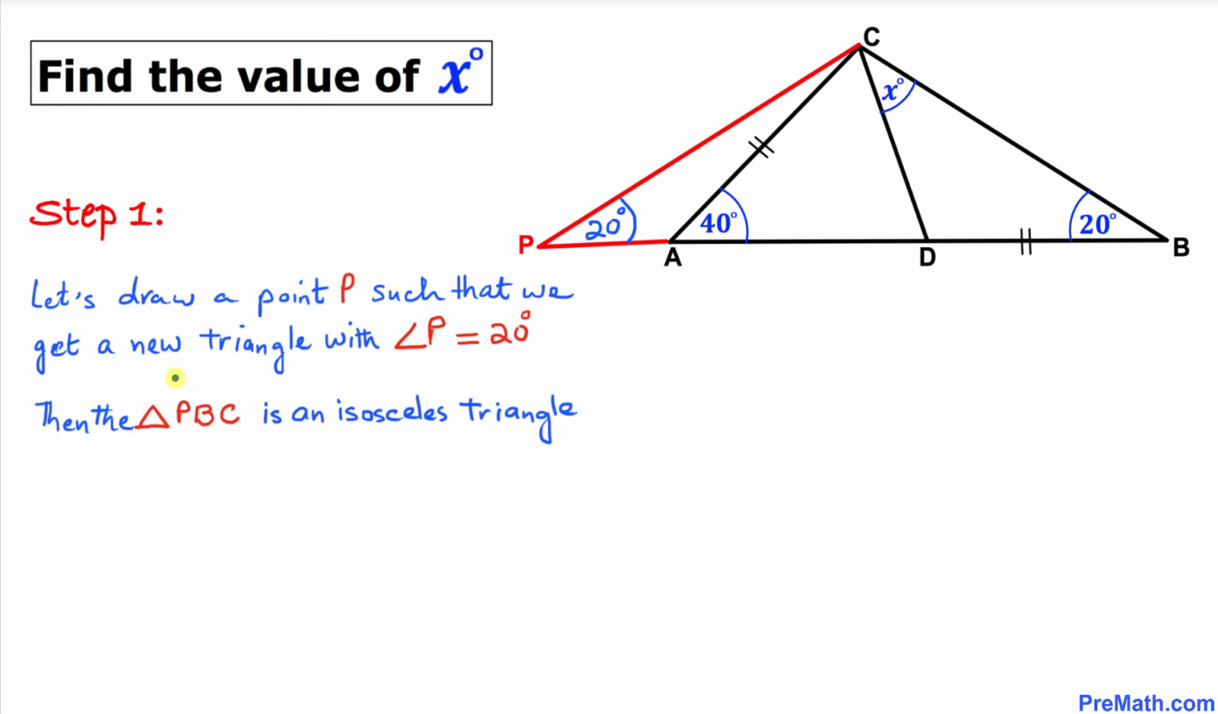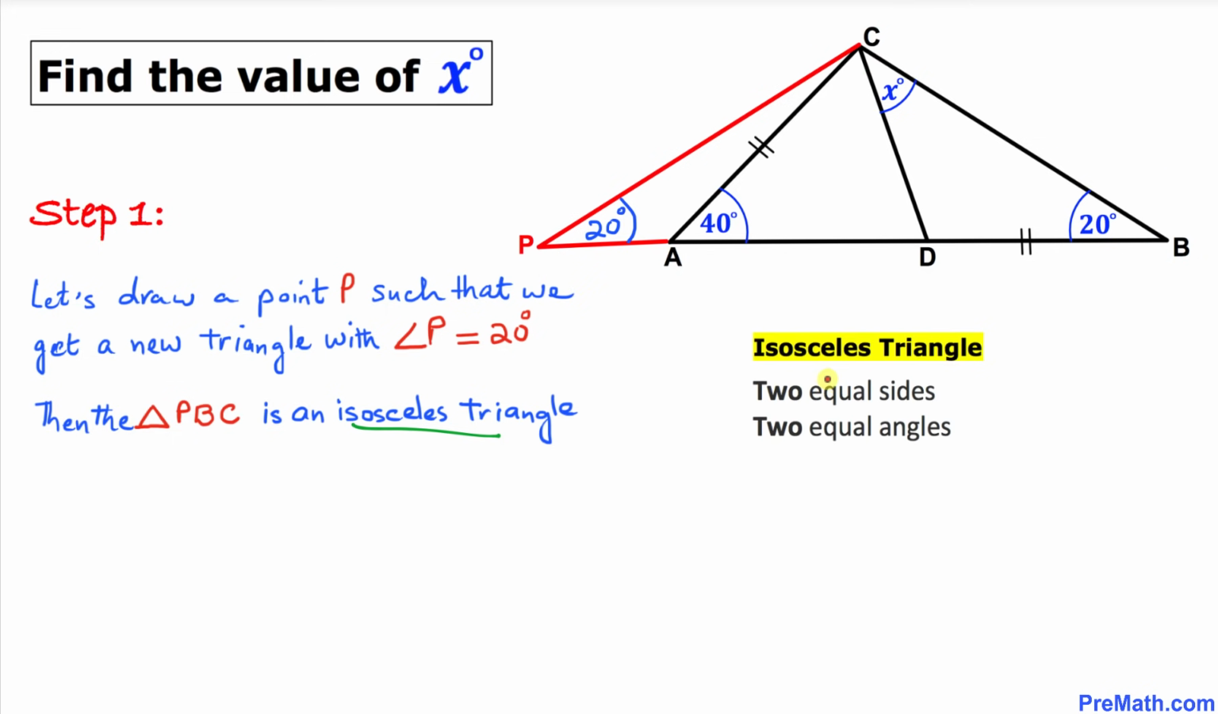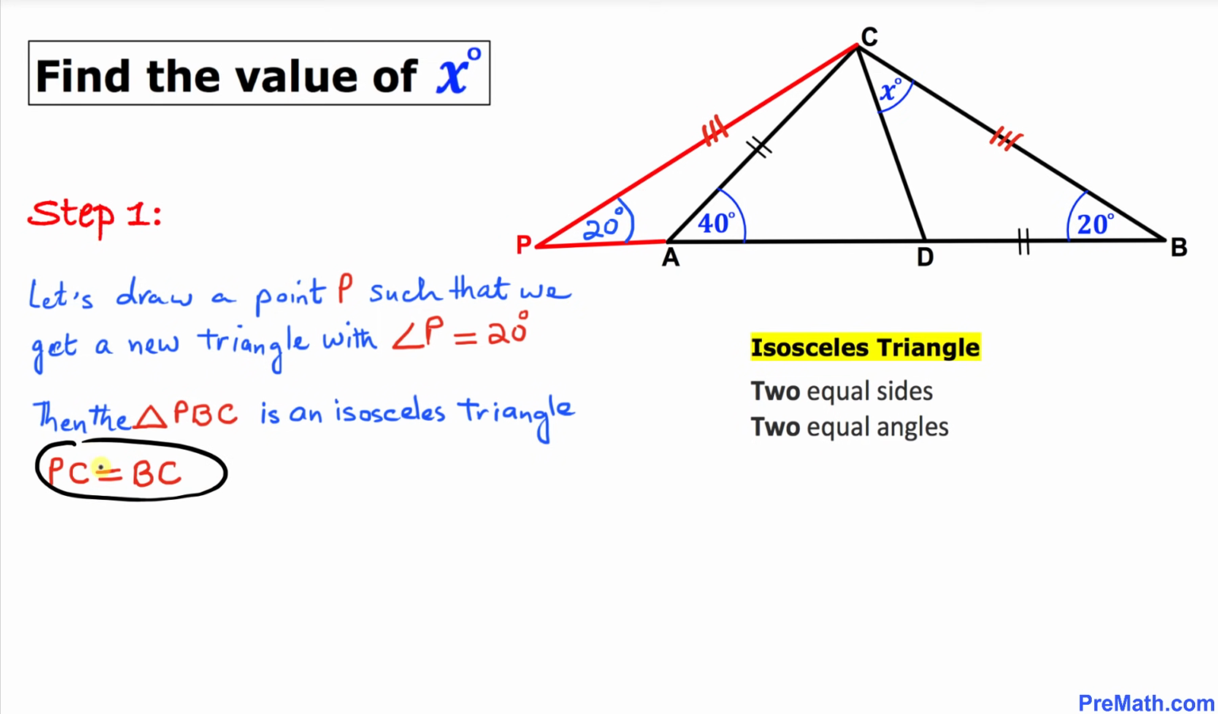Then we can see that this triangle PBC is an isosceles triangle. Here's the definition of an isosceles triangle: a triangle that has two equal sides or two equal angles. So this triangle PBC is an isosceles triangle because this angle is equal to this angle, and according to this definition, this side PC is equal to this side BC. Thus we got PC equal to BC.